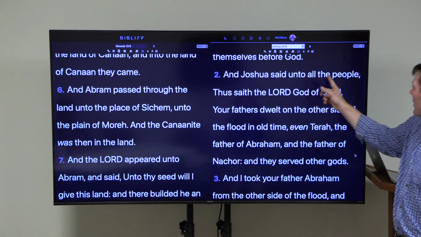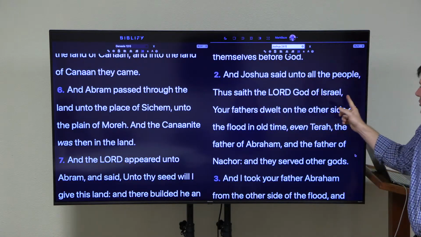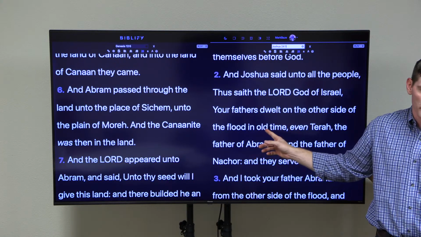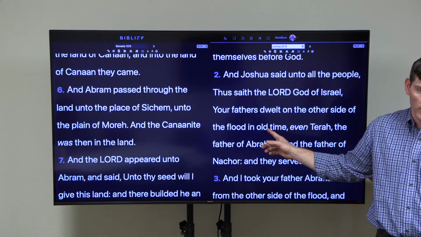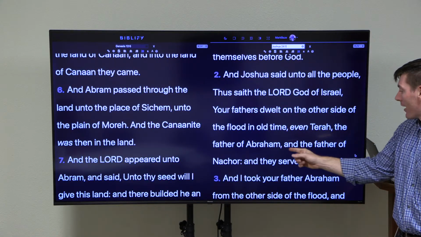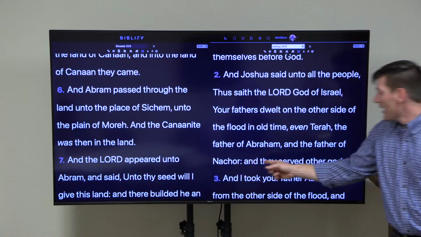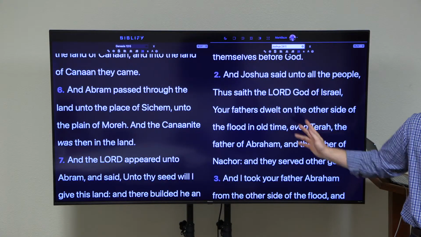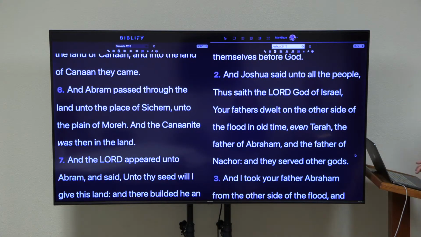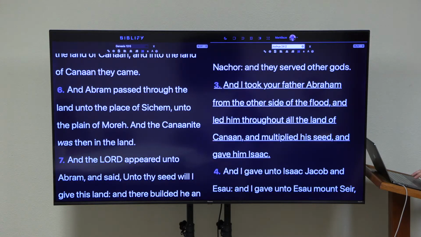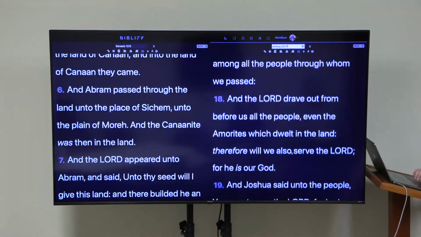It says, and Joshua said unto all the people, thus saith the Lord God of Israel, your fathers dwelt on the other side of the flood. Don't think Noah, ark, animals. Think great river Euphrates. In old time, even Terah, the father of Abraham, and the father of Nachor, and they served other gods. There's the reference there to Terah serving other gods, false gods. So with that, they kind of go through the whole history. Your father Abram, from the other side of the flood, led him through all the land of Canaan and multiplied his seed. Basically gives a brief history on the matter.